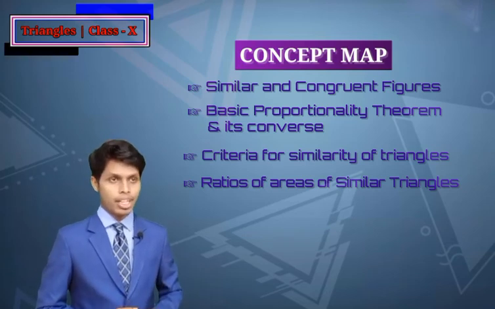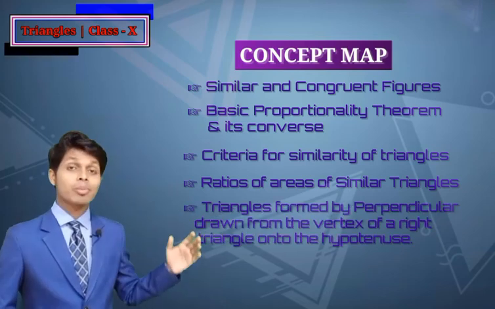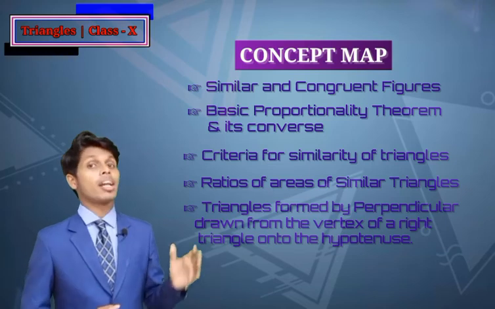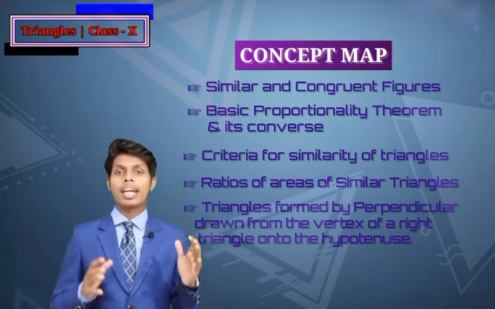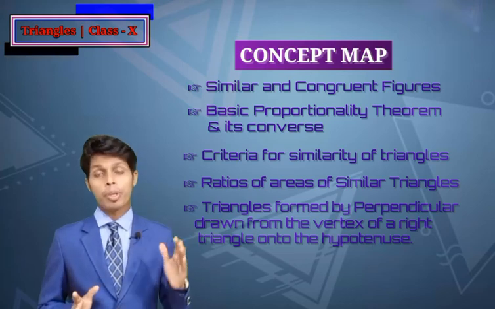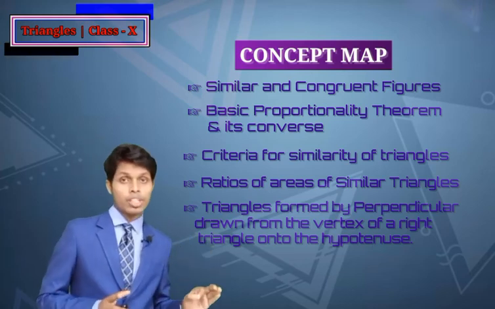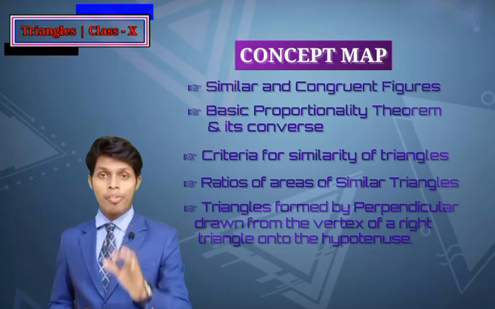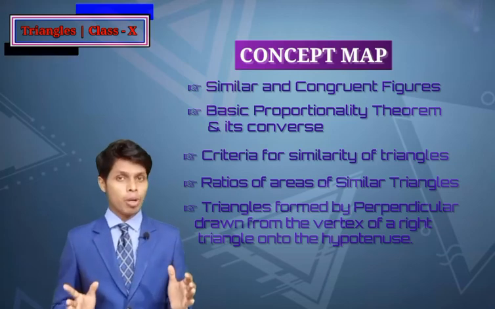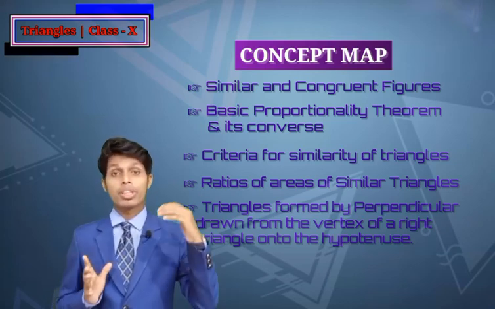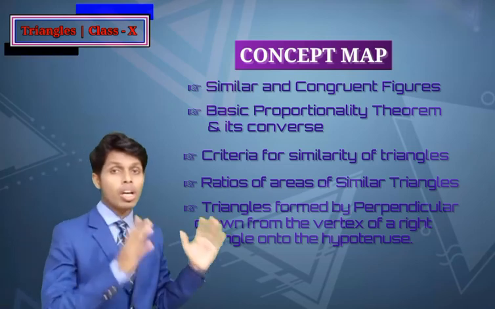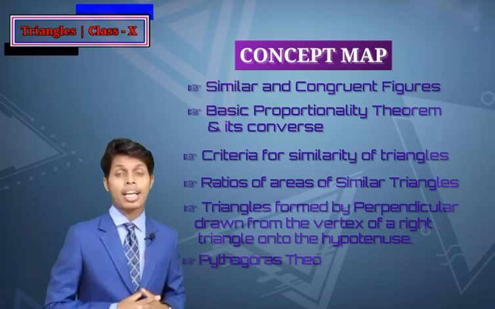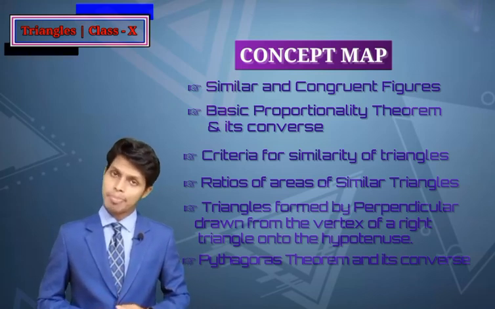Next we will move to triangles formed by the perpendicular drawn from the vertex of a right triangle. When a right triangle is given and a perpendicular is drawn from the vertex to the opposite side, the hypotenuse, then two triangles are formed. So what is the relationship between the two triangles, and what is the relation of each triangle to the larger triangle, that is the right triangle? We will learn about that in this part.